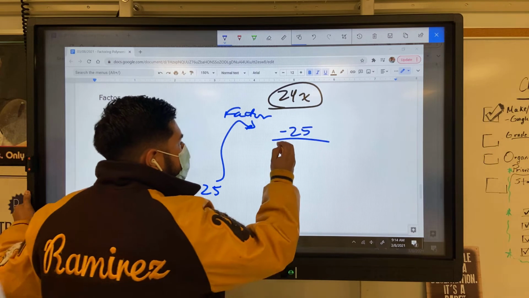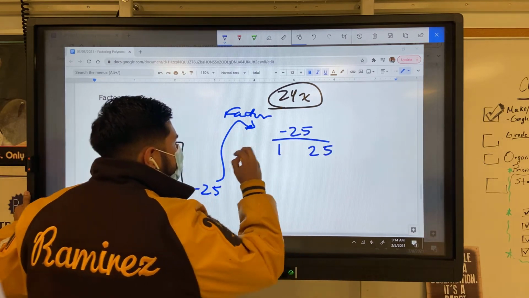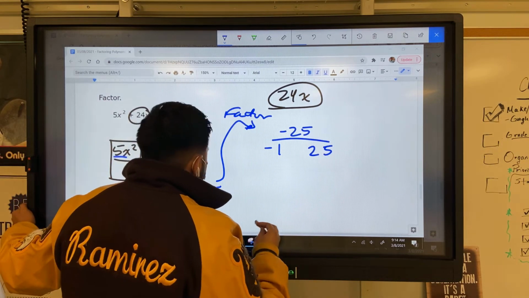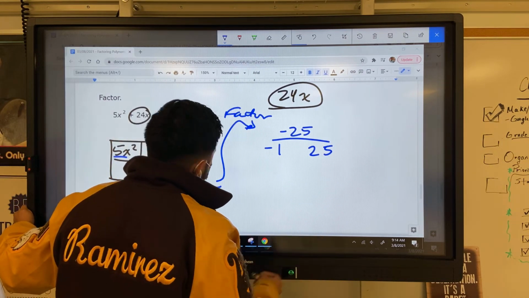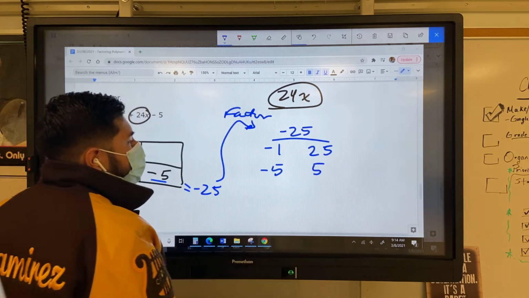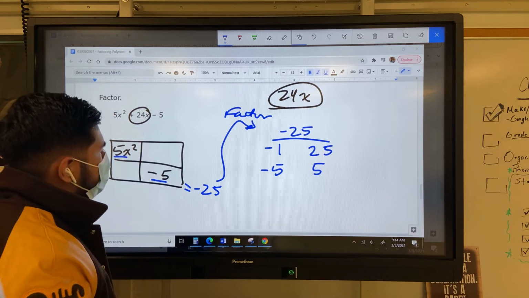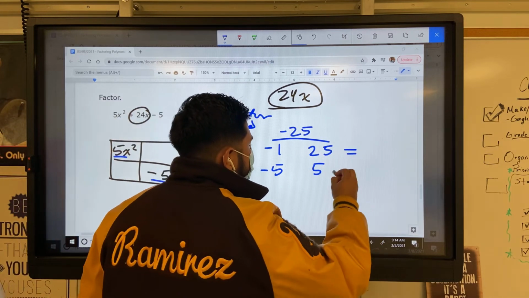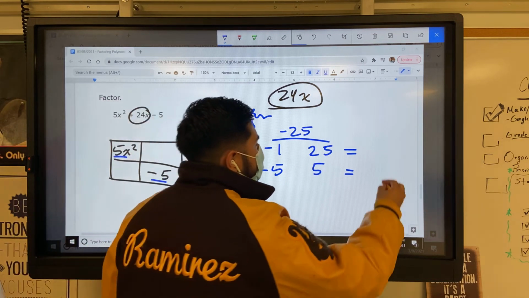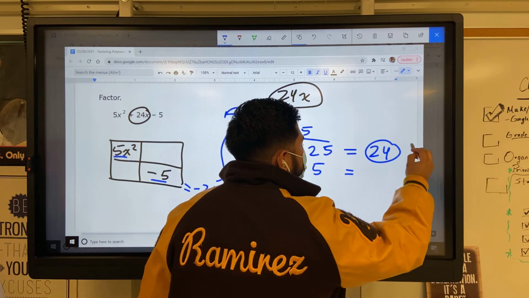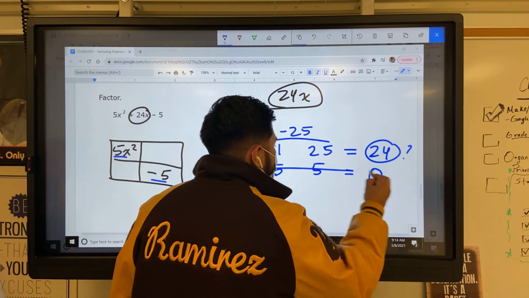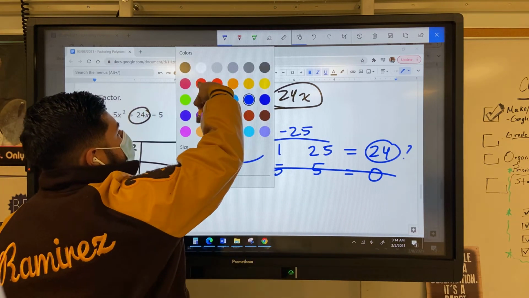Okay, so we have 1 and 25. Don't forget the case that the smaller number is negative. 2, no. 3, no. 4, no. 5, yeah. 5 times 5. Smaller number is negative. Anything else? Nope. Let's add across. Negative 1 plus 25. Calculator. 24. That looks pretty good. Negative 5 times 5. That's 0. Not good. So we found my two factors.